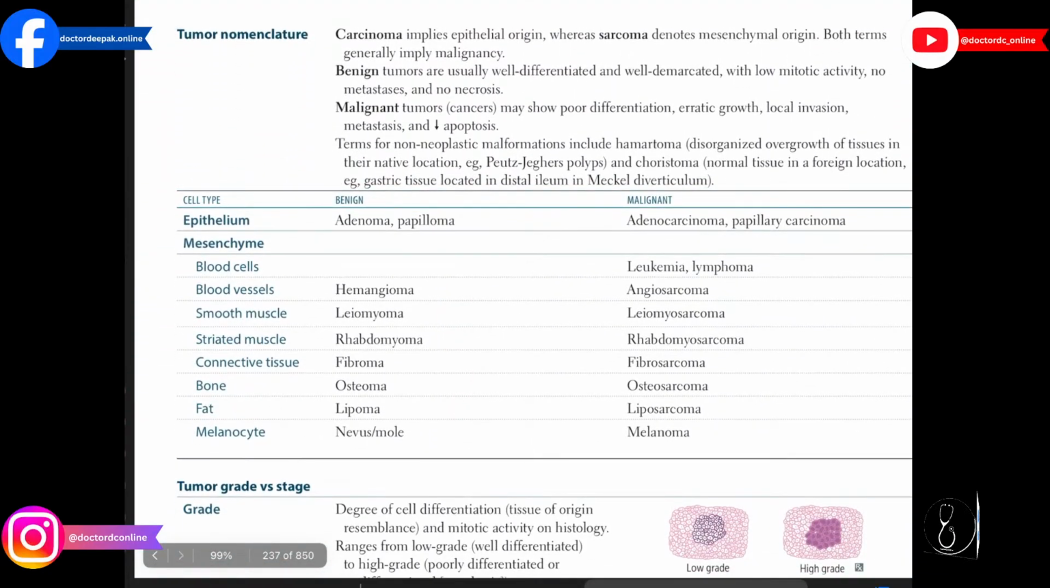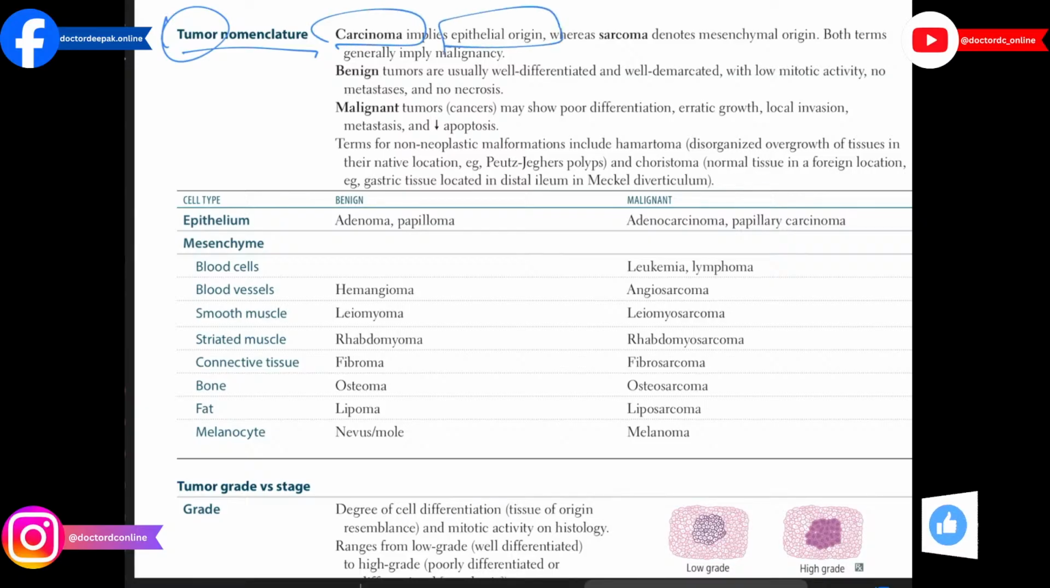Now we're coming to the next topic, that is tumor nomenclature. In the naming of cancer, we have to name the tumor according to its origin first. If the origin is from epithelium, it will be called carcinoma. If a tumor originates from mesenchyme, its origin is mesenchymal, it's called sarcoma.